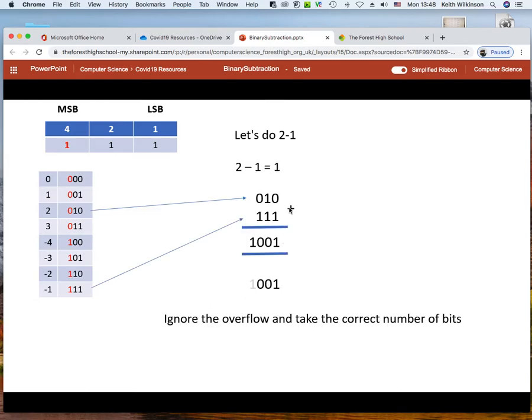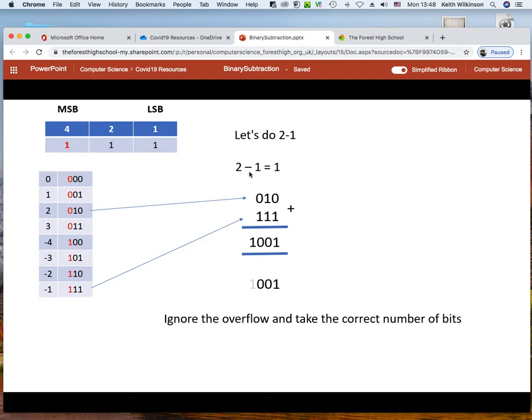If I want to do this sum, let's do 2 take away 1. And I'm going to write that out in binary. And we know what the answer is. 2 take away 1 is 1. Anybody who disagrees with me now, I think you need to switch the video off and go back to maths. So let's take a look at the binary patterns. Here's the binary pattern for positive 2. It's 0, 1, 0.